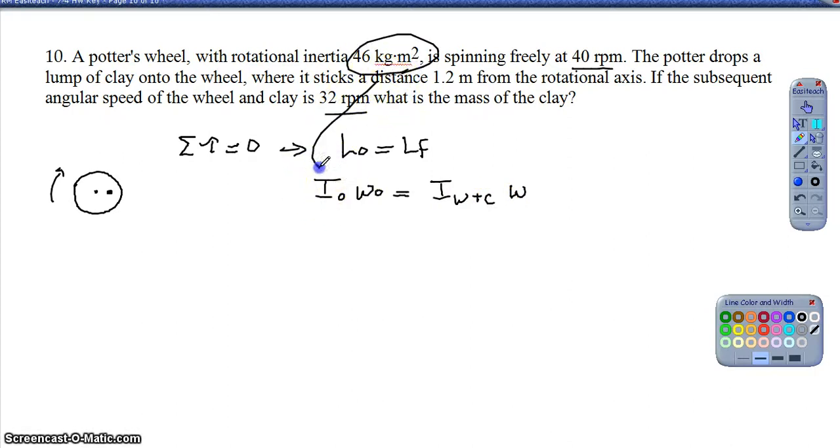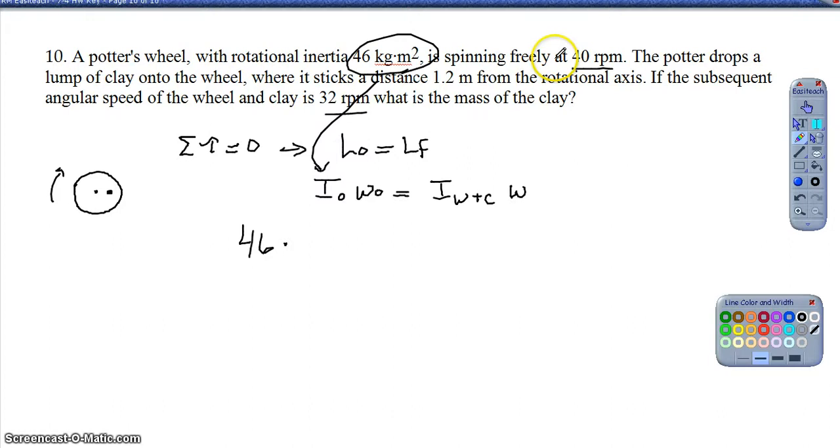And before the collision, if you will, that is the only thing moving, right? That's the only thing spinning. So that's the only number I use on this side of the equation. So 46 kilograms times meter squared, that represents my initial moment of inertia, right? And the angular velocity, I could certainly convert that to radians per second.